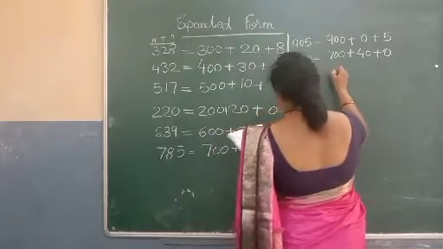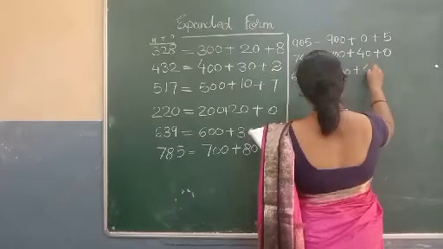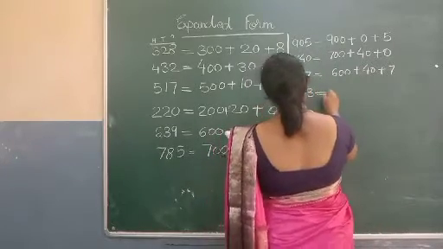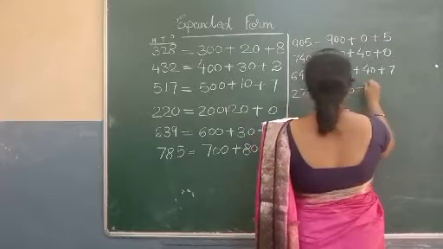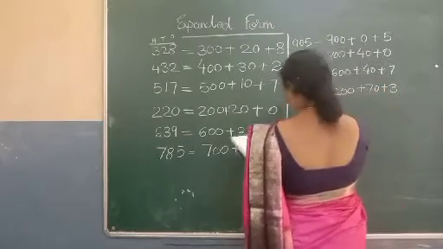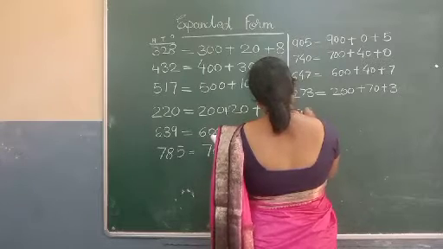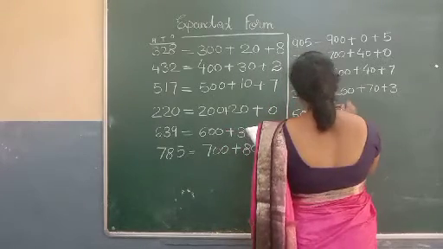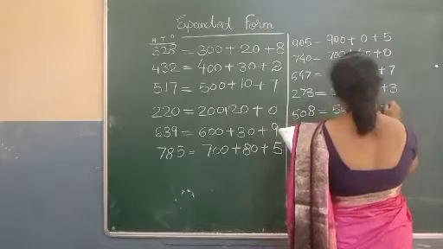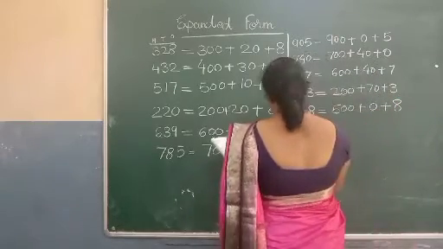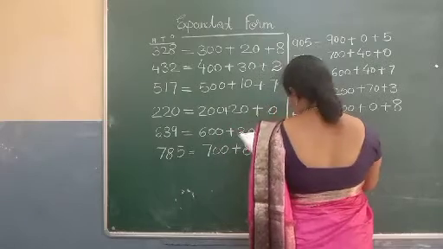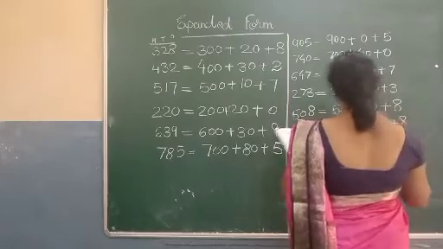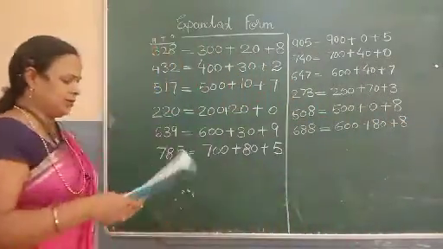647 is 600 plus 40 plus 7. 273 is 200 plus 70 plus 3. 508 is equal to 500 plus 0 plus 8. 688 is 600 plus 80 plus 8. Okay. All of you see and fill in your book.